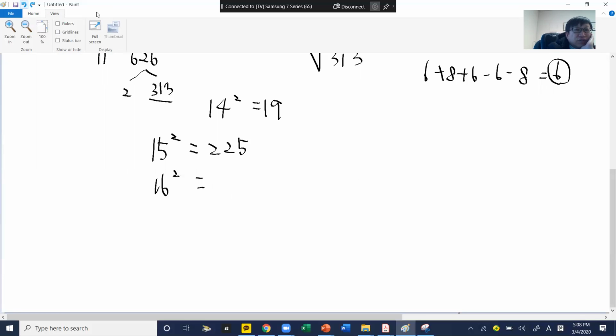Anyway, this is the 256. Its difference is what? 29. To get the next perfect square, I just want to give you some idea, okay? You just add up the 31. So, it's 280.